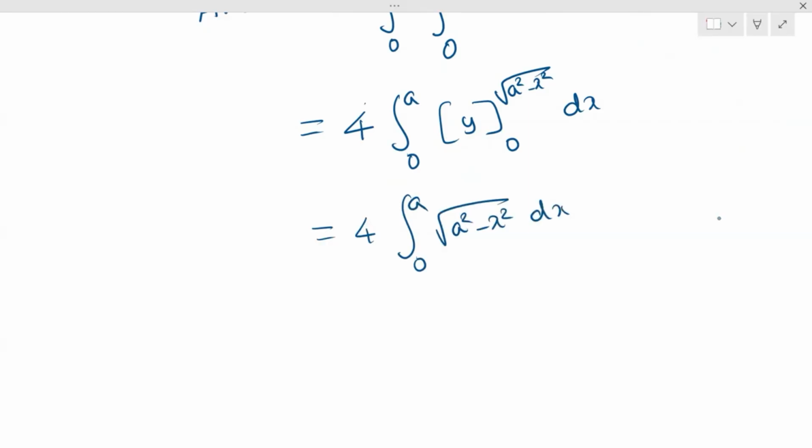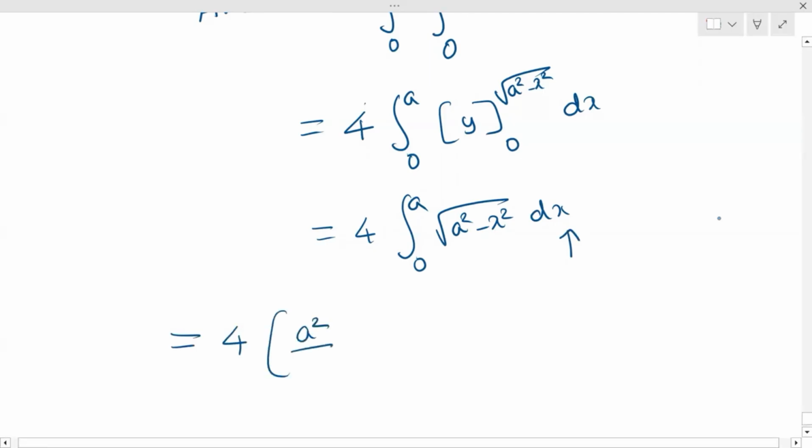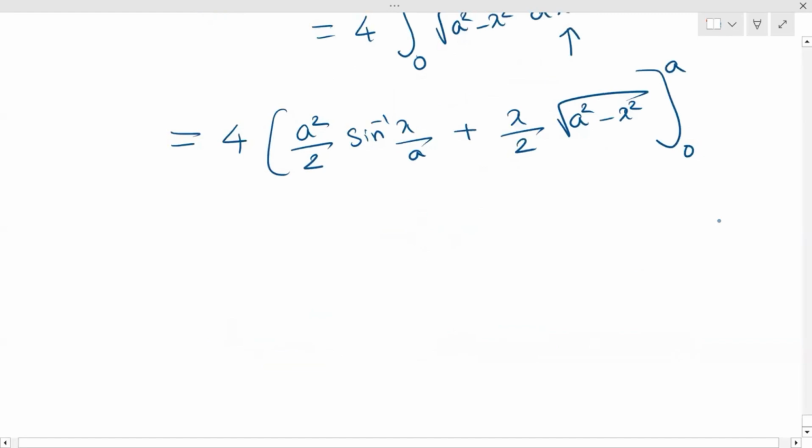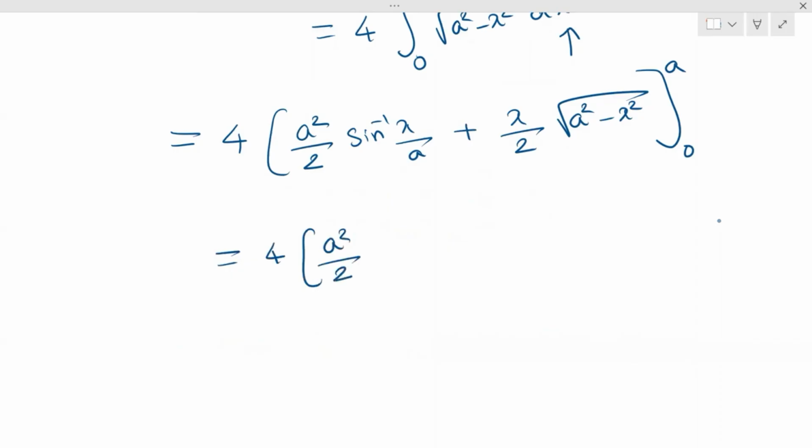Now the inner integration is over and we have applied the limit. Now we have to do the outer integration, with respect to the variable x. Here we know the very well-known formula. Integration of this function is a square by 2 sine inverse of x by a plus x by 2 root of a square minus x square, and the limit is 0 to a. So 4 a square by 2. First apply the upper limit.